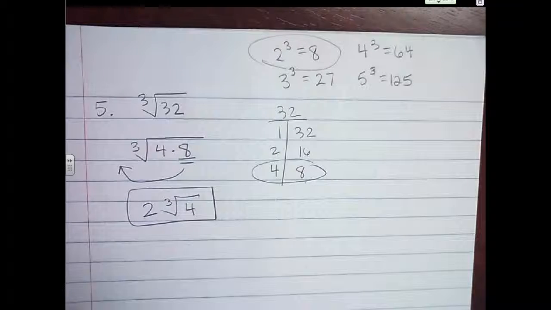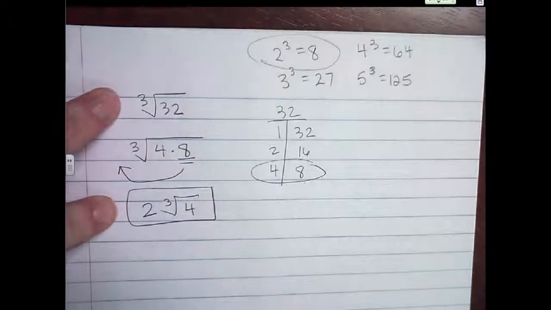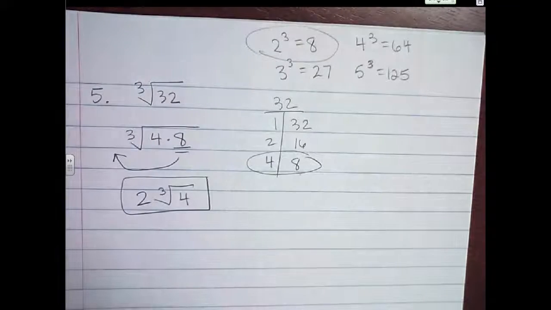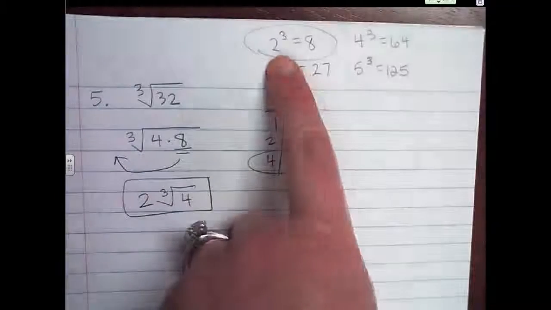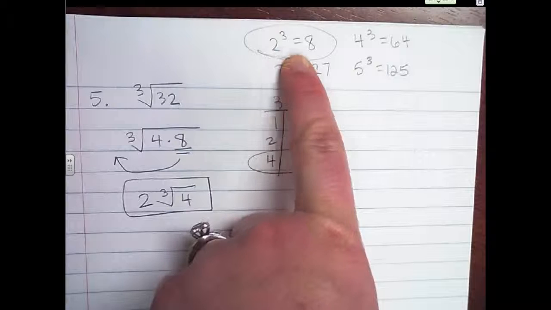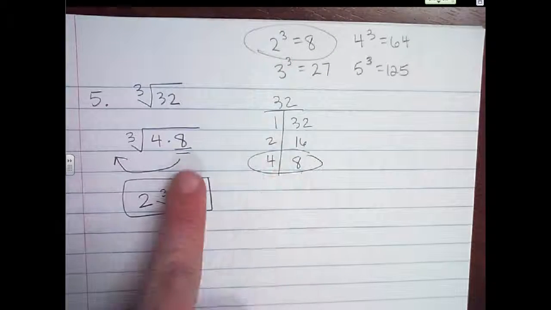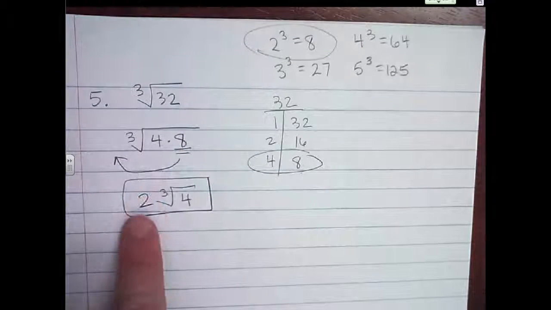Yes, I will give you the numbers. Okay, can I check this to see if it's right? Yes. Dakota, where'd you get 2 from? Right here. 2 to the 3rd equals 8. So because I saw 8 here, I knew it was a perfect cube, and so the cube root of 8 is just 2.